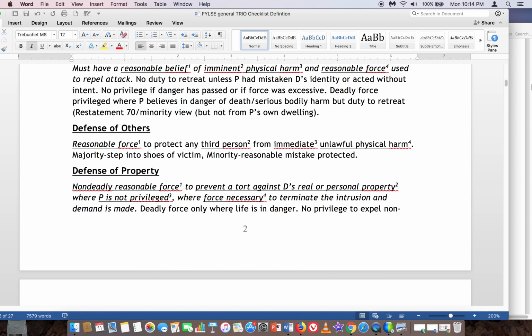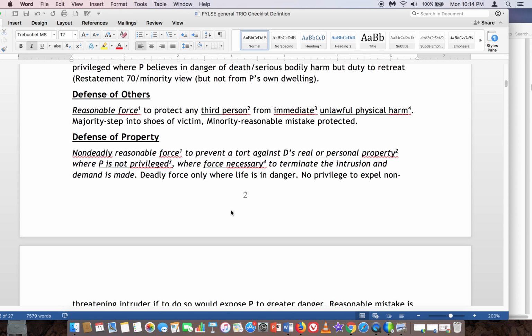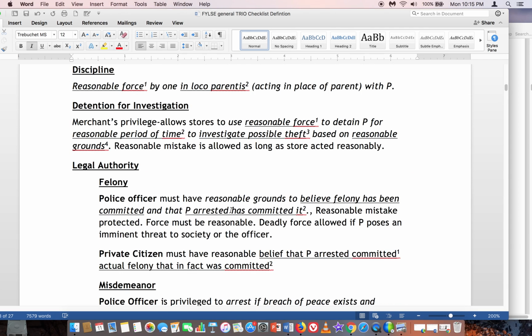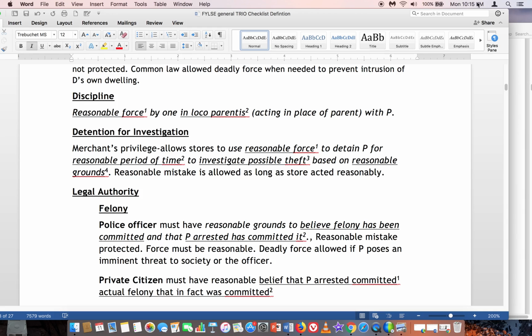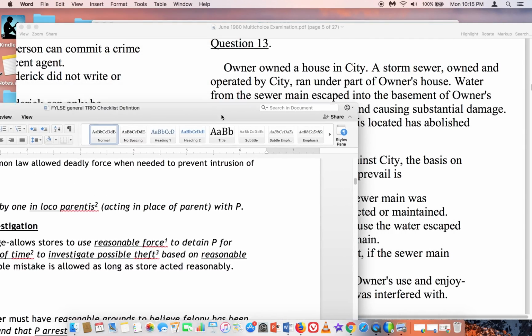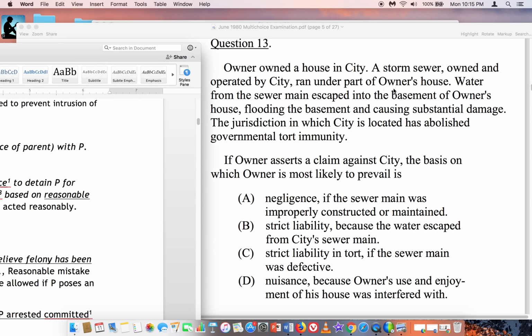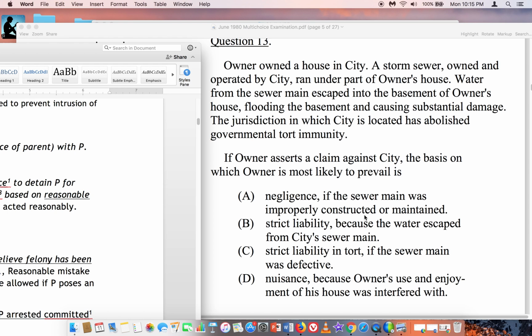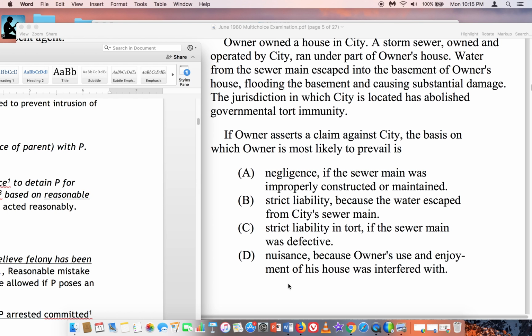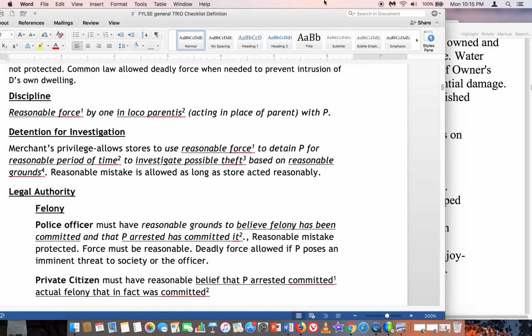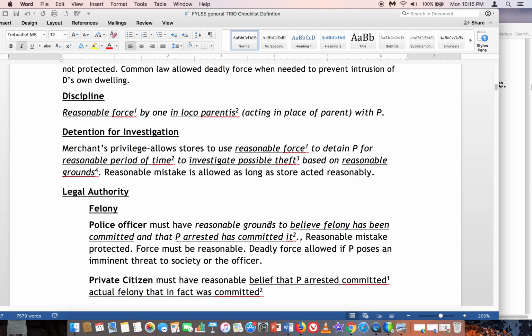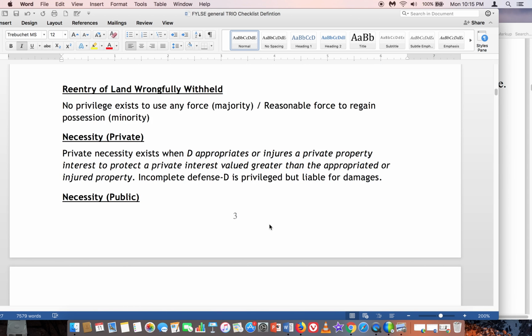But the thing about that is it's something that just happened, more or less, it wasn't something ongoing. It just all of a sudden flooded the basement. And so if they want to bring something against them, they would probably pick negligence because this is not like a product that they bought. So when you look at product liability, right?